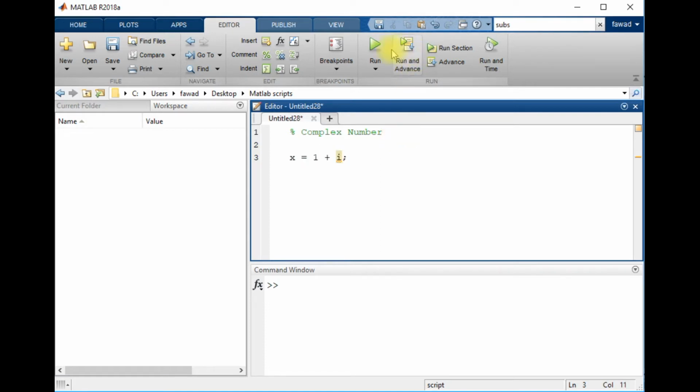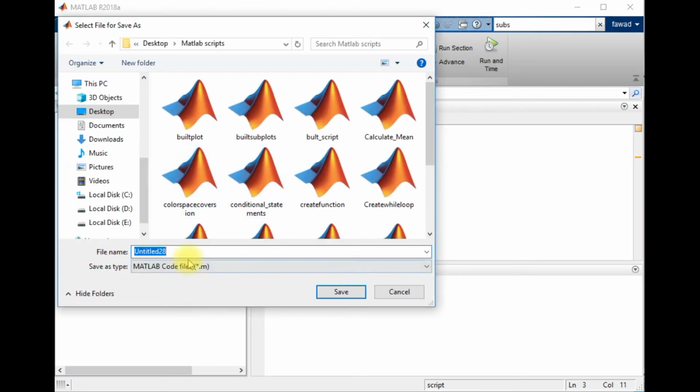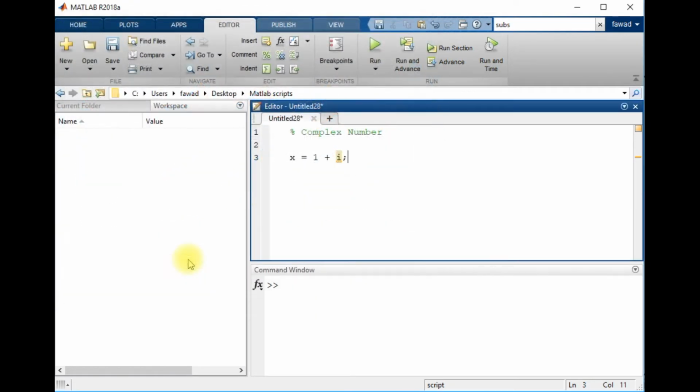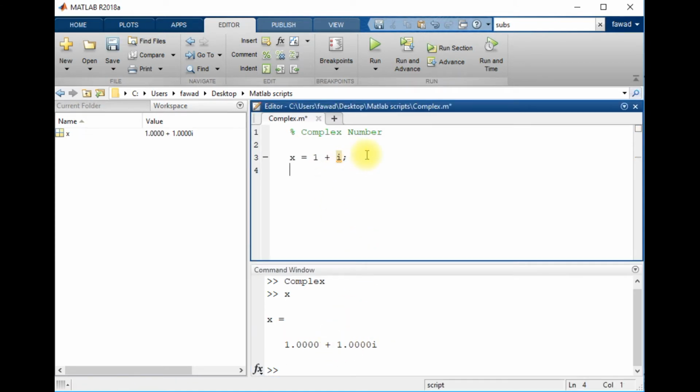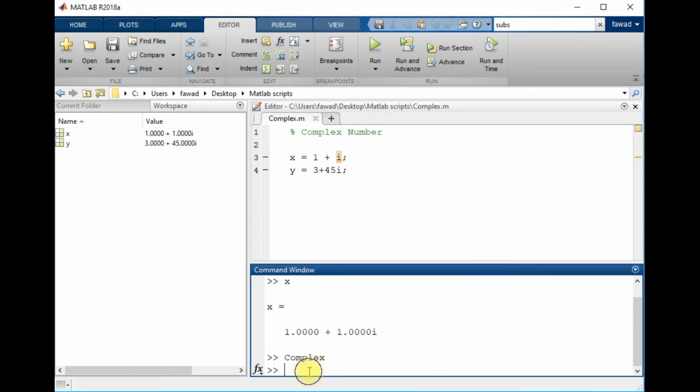If I execute this, you will see that the value of x in the command window is 1.0000 plus 1.0000 iota. So the second portion represents the complex segment of the overall number. Like I am going to write y equals 3 plus 45i. So this is the second number, and I execute it, and I see this type of result.